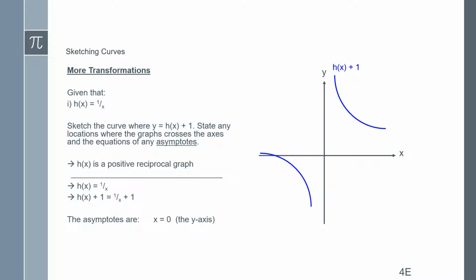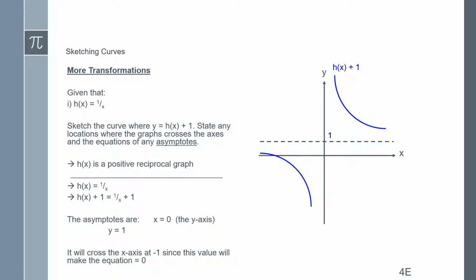The asymptotes, well, x equals 0, or the y-axis, is one of the asymptotes. The other asymptote has been shifted up. Because the whole graph's been moved up, originally it was the x-axis, which is the line y equals 0. Everything has been moved up 1, so now it's the line y equals 1.